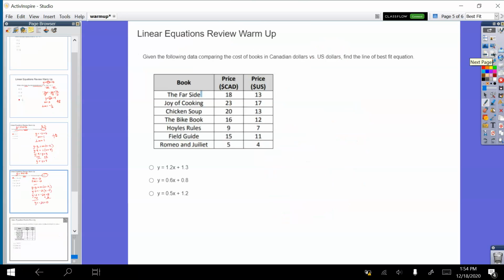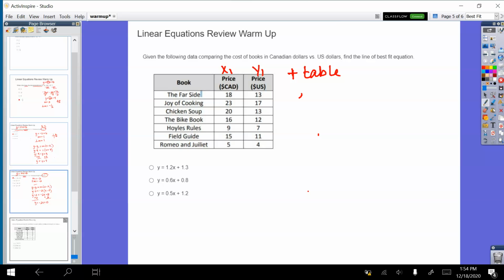All right, looking at the next one. Now we have a table, and it says, given the following data comparing the cost of books in Canadian dollars versus US dollars, find the line of best fit equation. So here we have dollars Canadian, our input values, and here we have our price. This would be our output values. We're going to use Desmos. When you use Desmos, you're going to add the table. So you're going to click the plus button in a table, and you're going to add these values.